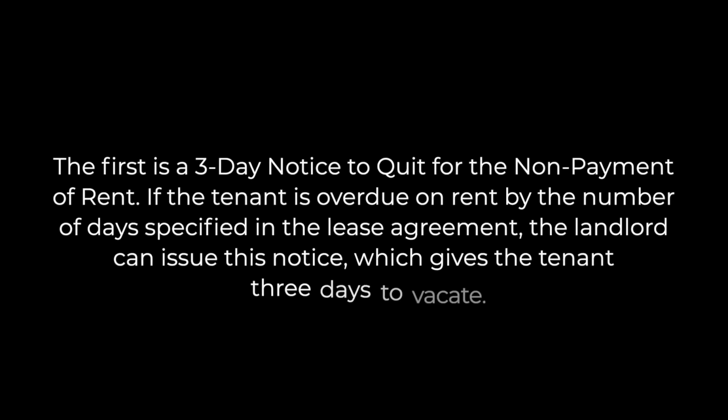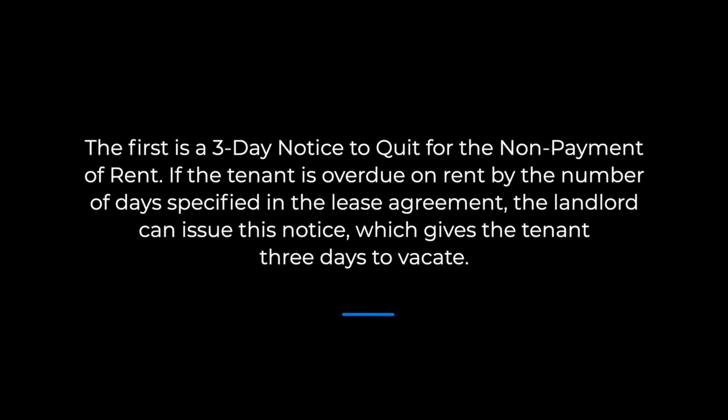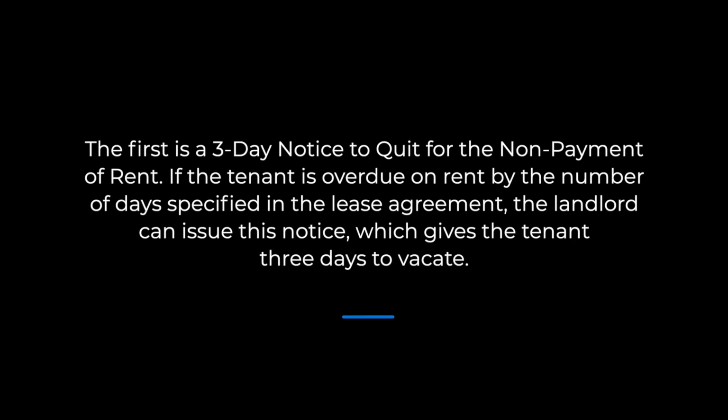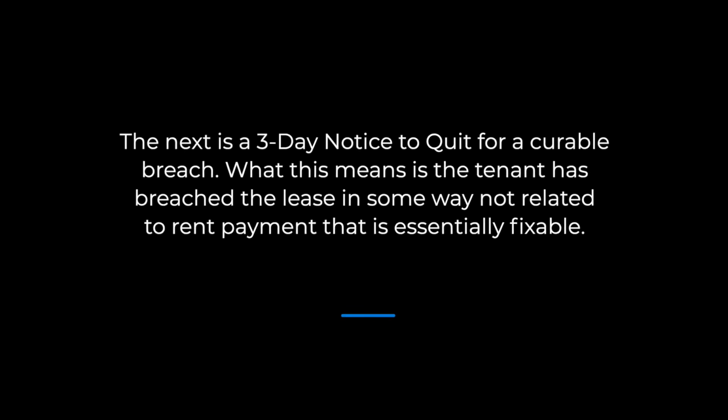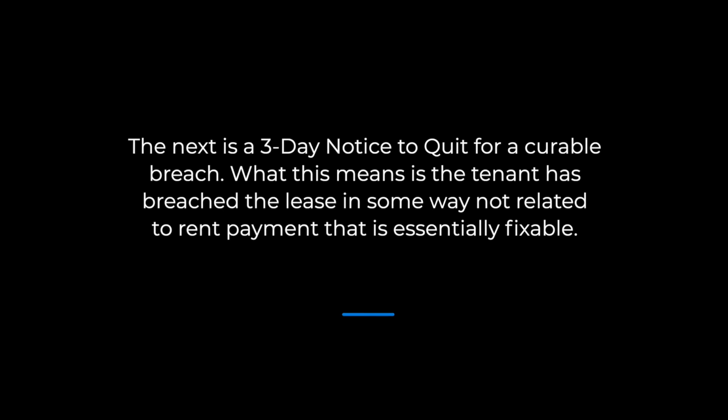The first is a 3-day notice to quit for non-payment of rent. If the tenant is overdue on rent by the number of days specified in the lease agreement, the landlord can issue this notice, which gives the tenant 3 days to vacate. The next is a 3-day notice to quit for a curable breach. What this means is that the tenant has breached the lease in some way not related to rent payment and is essentially fixable. An example of a curable breach is having a pet that's not allowed on the property. This notice orders the tenant to either fix the problem in 3 days or leave.